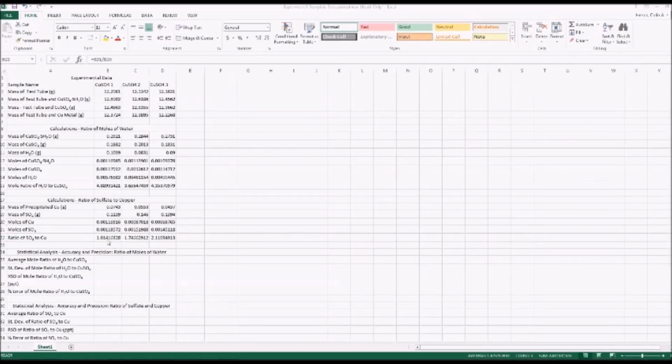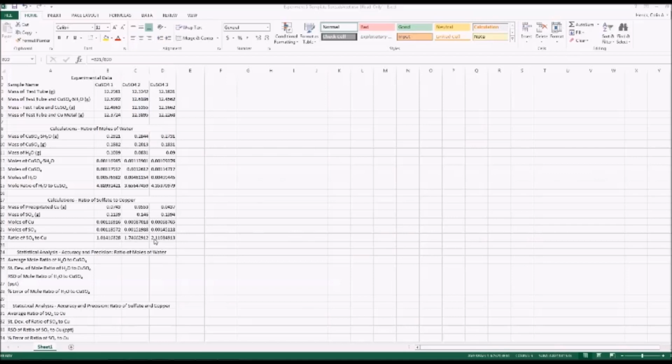Here you can see that in the first trial, we got about 1 sulfate for every 1 copper, which is correct for copper 2 sulfate pentahydrate. However, in trials 2 and 3, we found closer to 2 moles of sulfate for every mole of copper, which would make it copper 4 sulfate. This is clearly not correct.